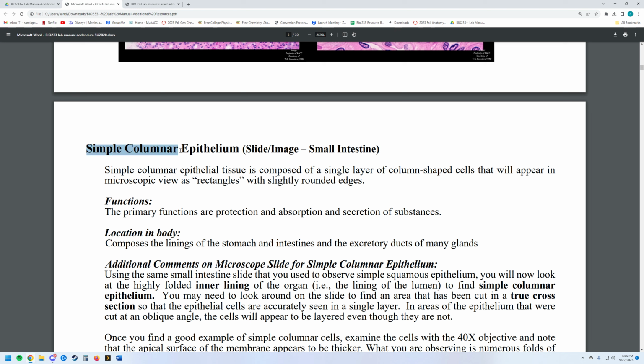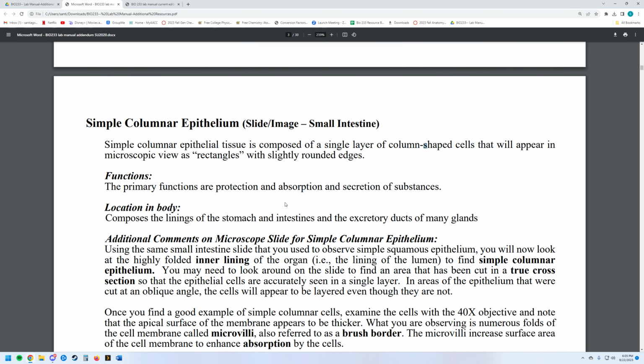Anyway, moving on to simple columnar epithelium. Maybe it'll make sense once we see these. The epithelial tissue is composed of a single layer of column shapes, which are viewed as rectangles, not squares, with slightly rounded edges. Everything has slightly rounded edges. Its primary function is protection and absorption and secretion. So a third protection, a third absorption, and a third secretion, I guess.